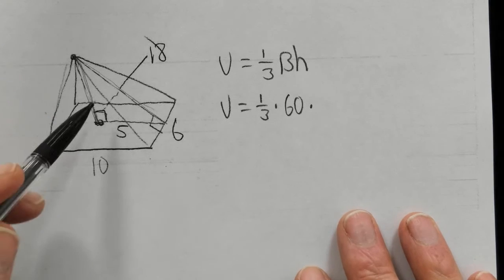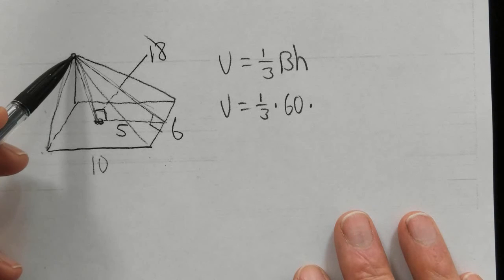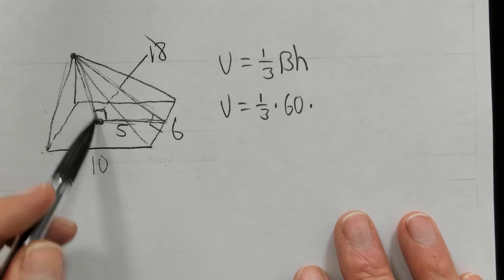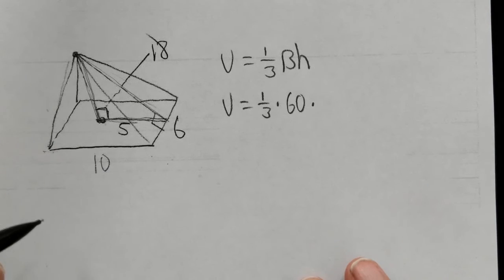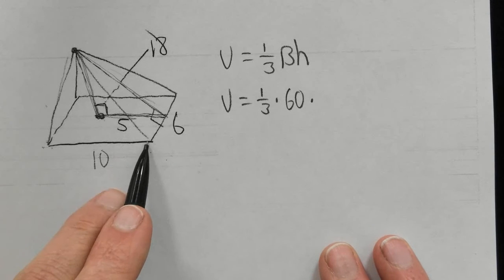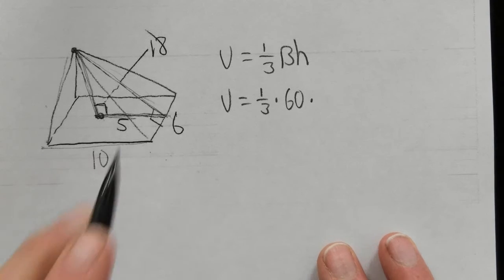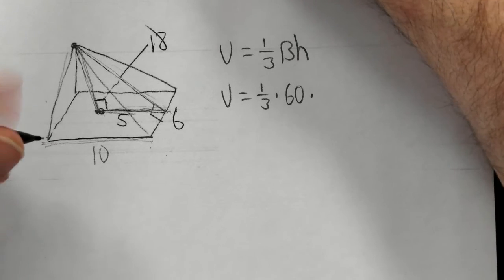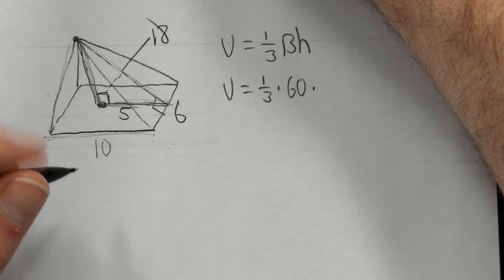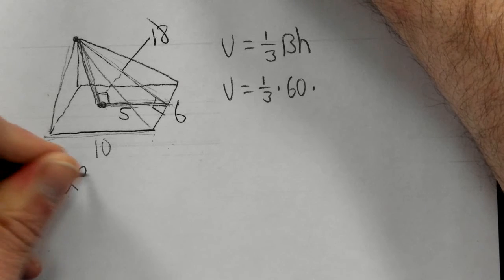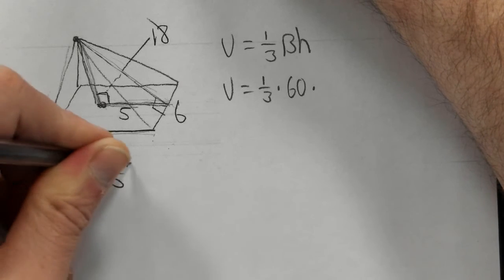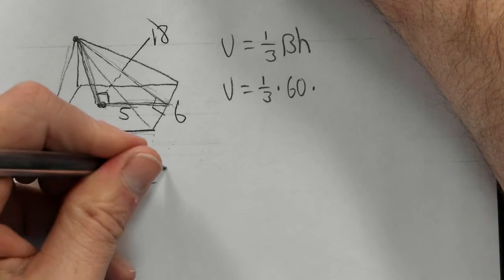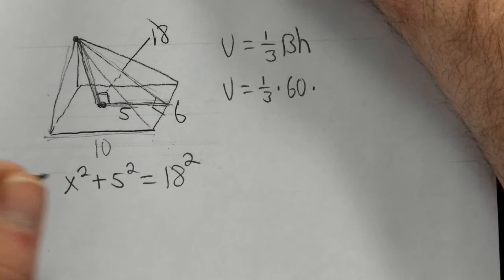But notice, just like we did when we were doing surface area, if I connect at the base the real height to the slant height, that creates a right triangle inside the pyramid. All the way across here this length is 10, halfway would be 5. And so I can use Pythagorean theorem to get the real height. So that would be x squared plus 5 squared equals 18 squared. 18 has to be the hypotenuse.